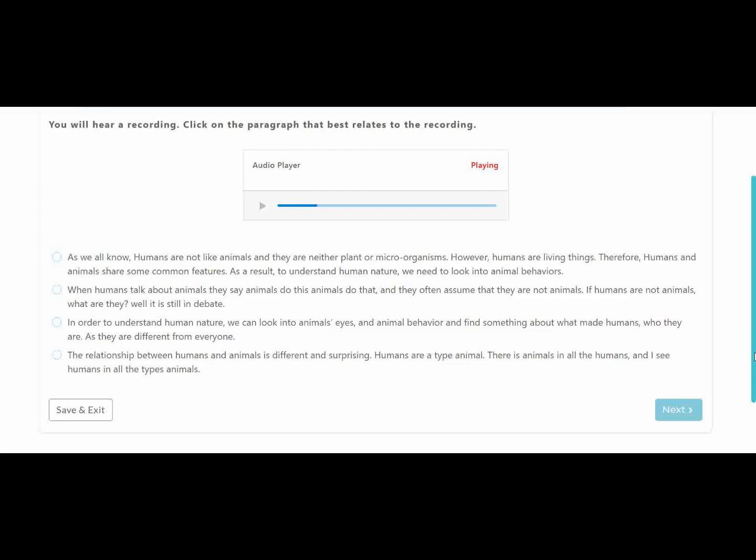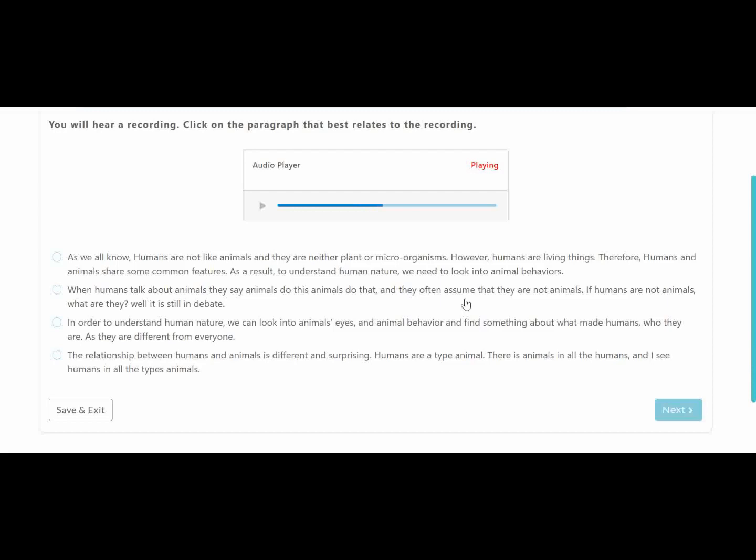Far too many people often say things like, animals do this, but we don't. Or, this animal does this and that animal does this, but humans don't do things like that. Those statements have some hidden assumption that we're not animals. When we say animals do this, animals do that, we often assume that we're not animals.